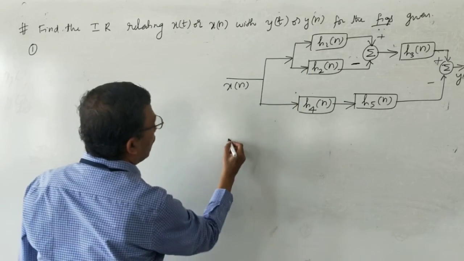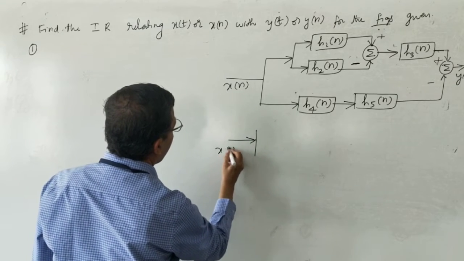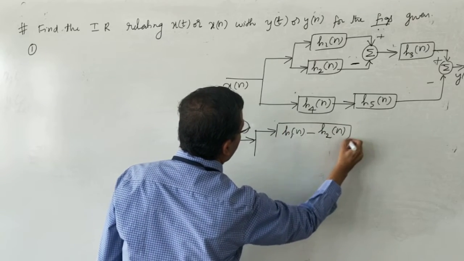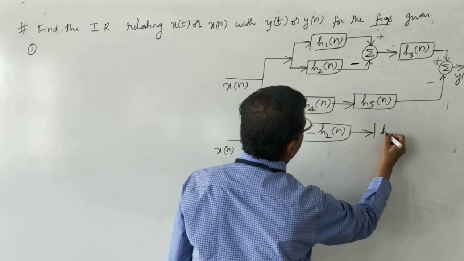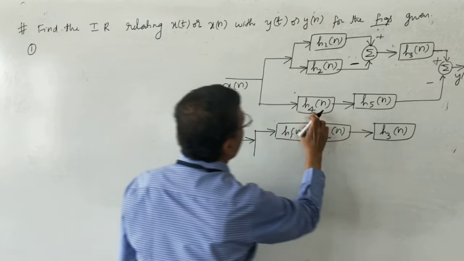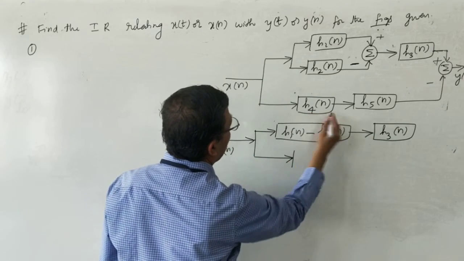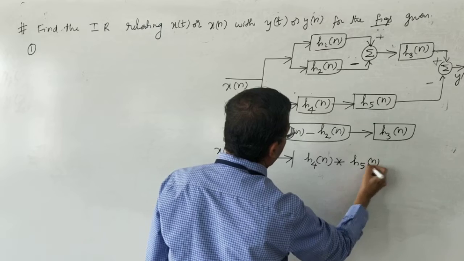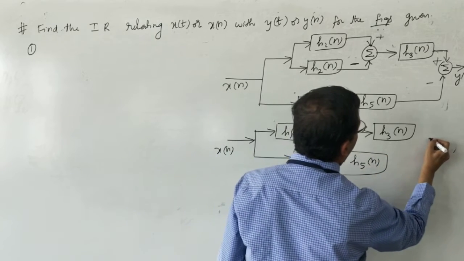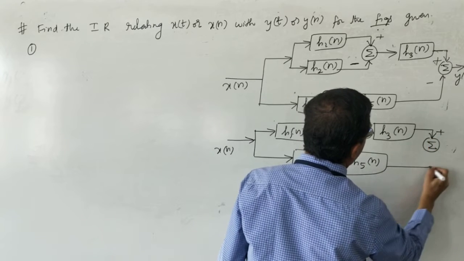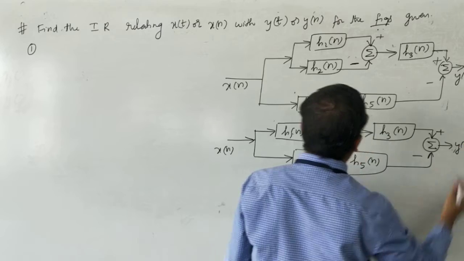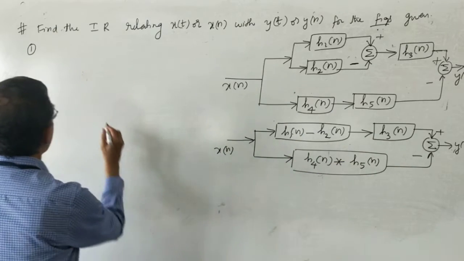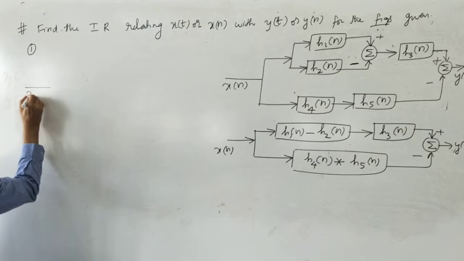So add H1 of N and H2 of N, that gives this figure. H1 of N minus H2 of N, cascade with H3 of N. These two blocks are in cascade, therefore convolute H5 of N and H4 of N, that gives this block H4 of N convoluted with H5 of N. Next, these two blocks are in cascade, convolute these two impulse responses. That results in the block diagram shown here, X of N.